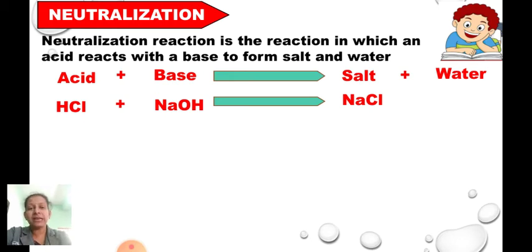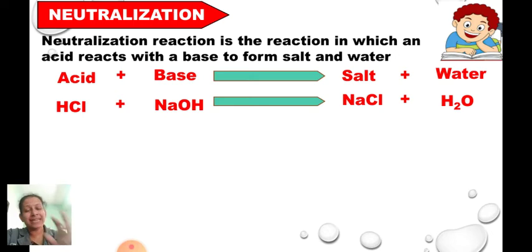And what is remaining now? Na has combined with Cl. Now what is remaining? H and OH. That means 2 H and 1 O are remaining. That means it will form what? Water, with the formula H2O. So here you can see that when an acid like HCl reacts with a base, it forms its respective salt and water. Here, when HCl reacts with sodium hydroxide, it forms sodium chloride plus water.